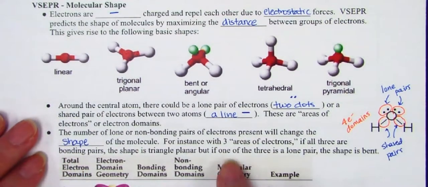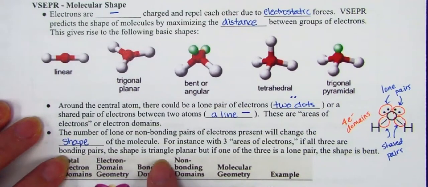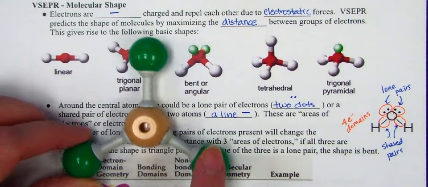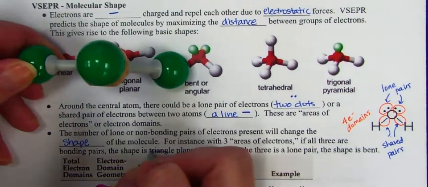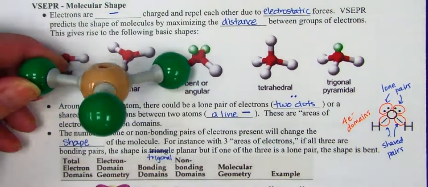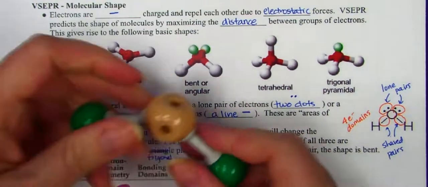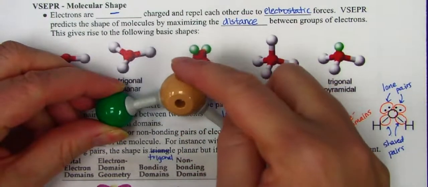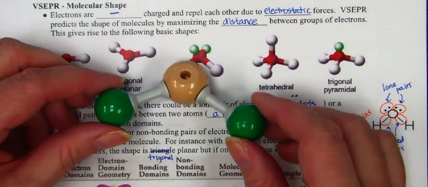If I have three areas of electrons, and all three of them are bonding pairs, that means there are three bonded atoms around it, and this shape is going to be trigonal planar. But if one of these is a lone pair of electrons, that means I have electrons occupying the space here, but no atom bonded to them, then I'm going to get this bent shape instead.